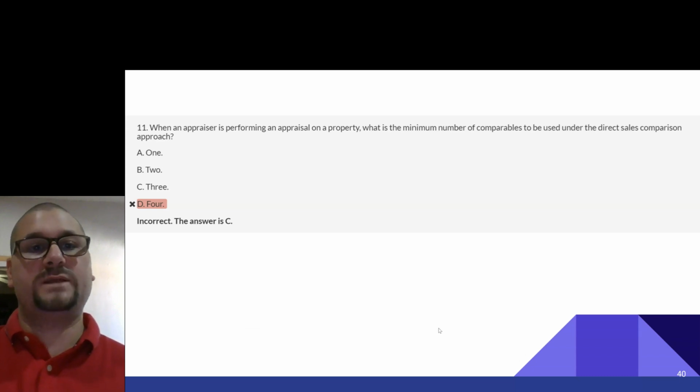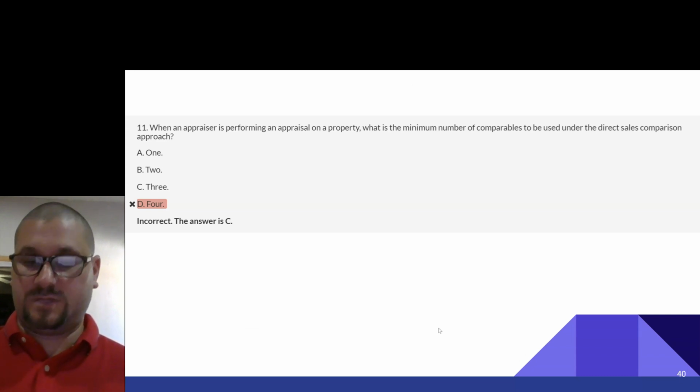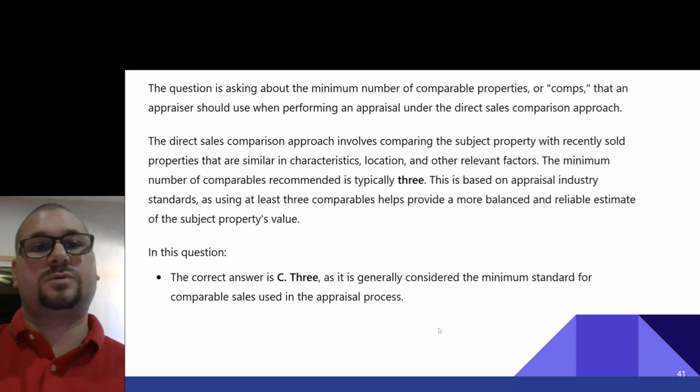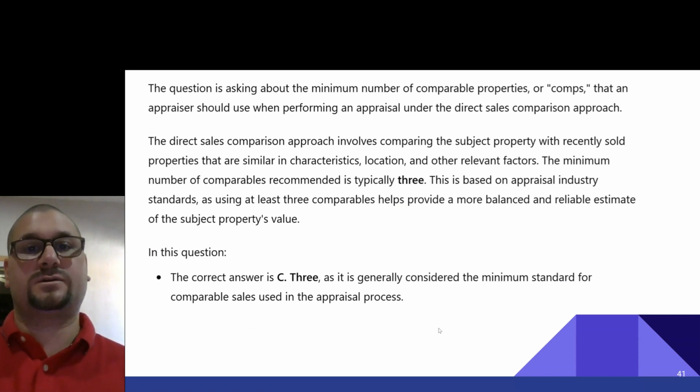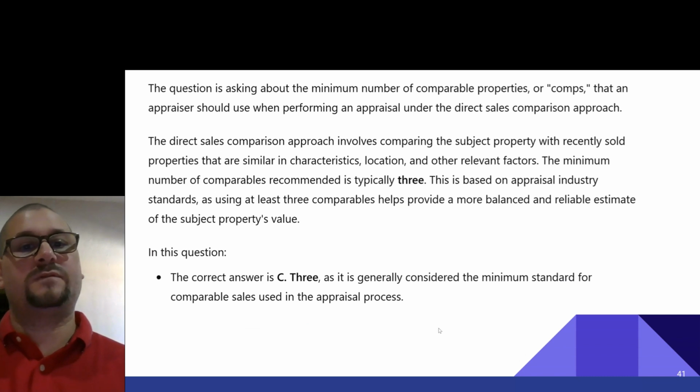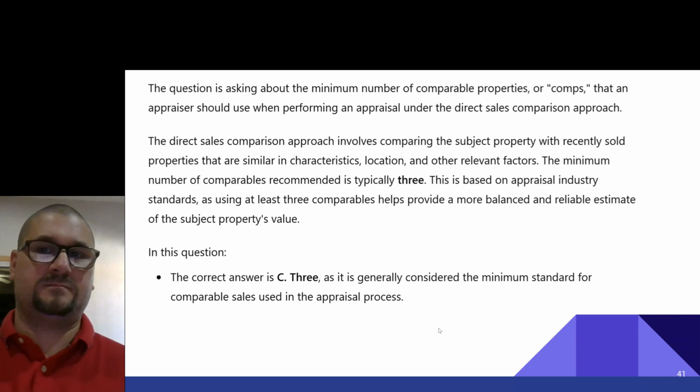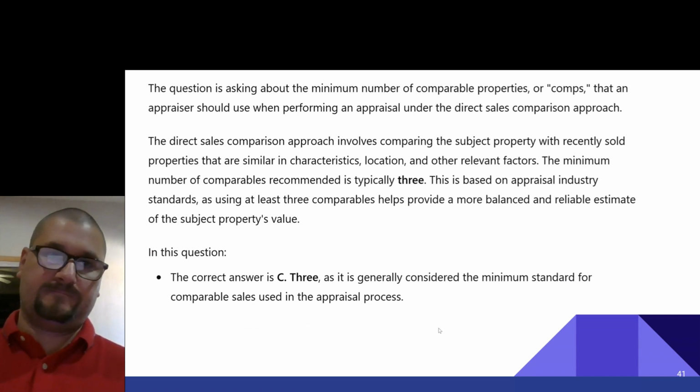When an appraiser is performing an appraisal on a property, what's the minimum number? The direct sales comparison approach involves comparing the subject property with recently sold properties that are similar in characteristics, location, and other relevant factors. The minimum number of comparables recommended is typically 3.